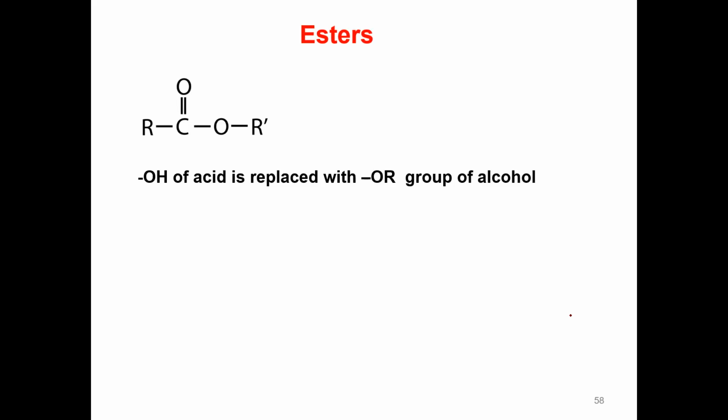Reaction with carboxylic acid dengan alkohol. So kita akan produce ester kan. Ada carboxylic acid plus alkohol akan produce ester. Okay. So OH of acid is replaced with OR group of alcohol.